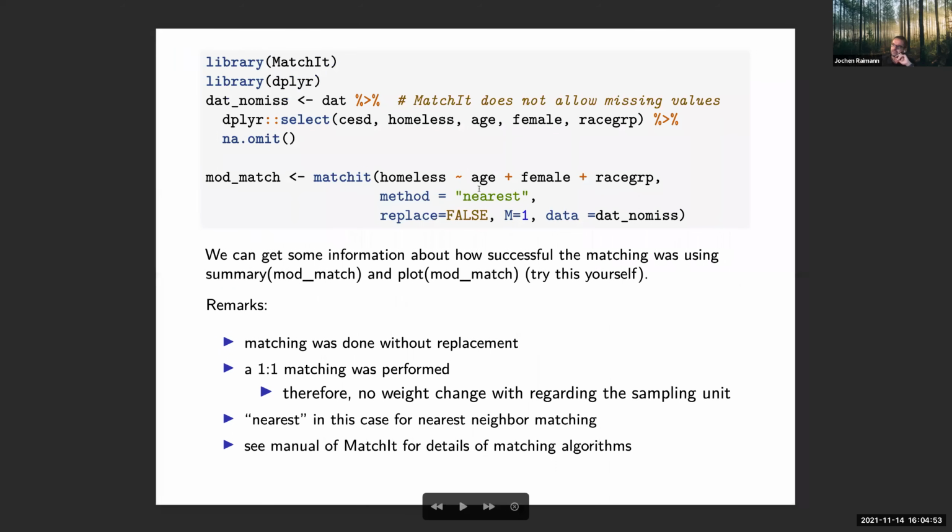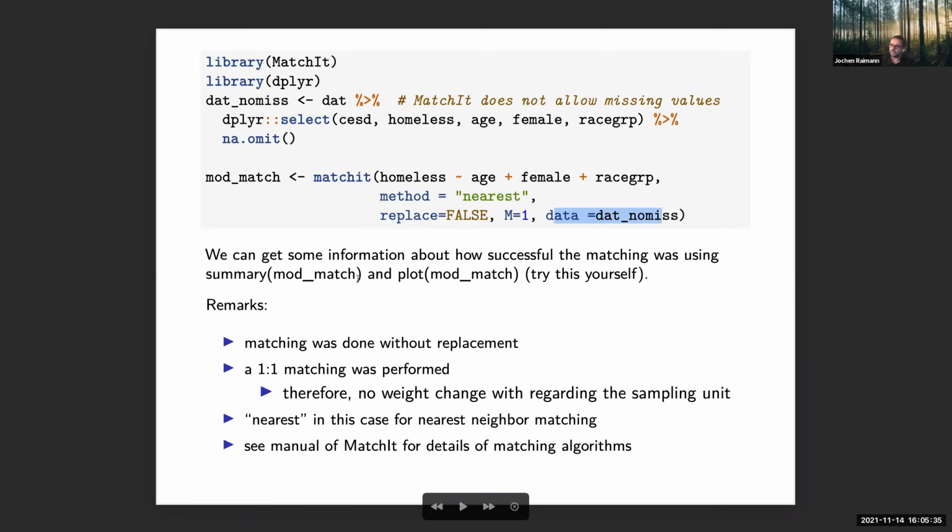Then we match on these, and we get here method nearest, which is essentially the nearest neighbor method, so there are different algorithms. We are replacing. Replacing means that from the larger group, you would have a probability to get the same individual again. So you need to switch this off. I think the default is also false. And then you get the matching weights, which are set to 1, and then we have the data.